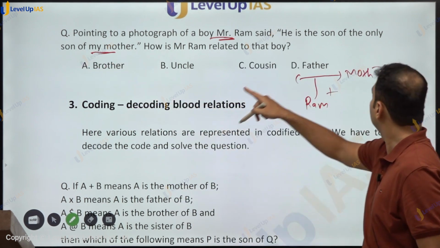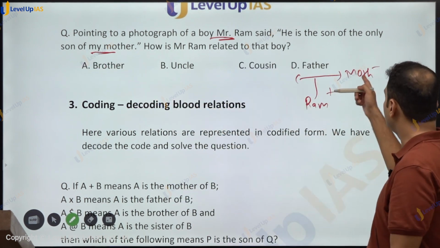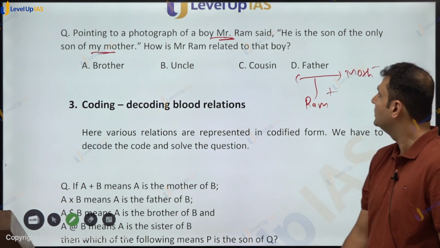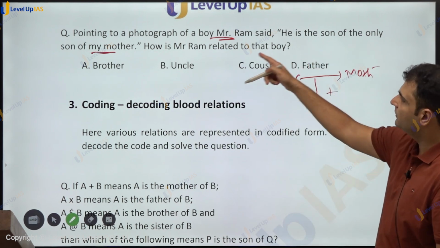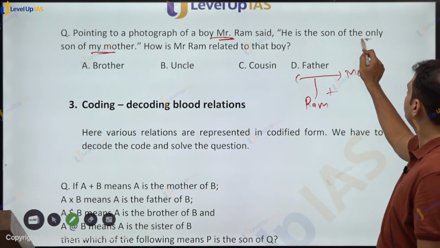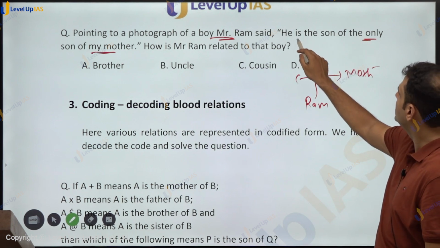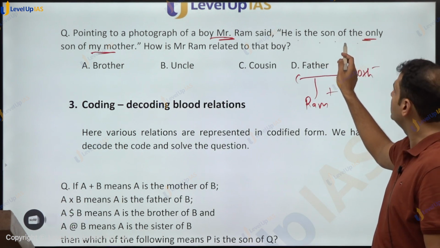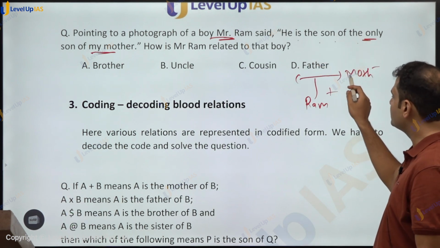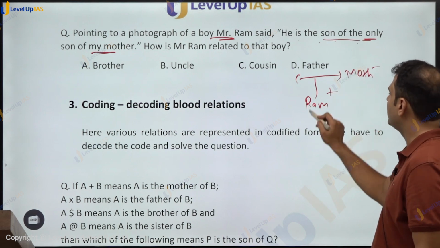Son of my mother, or rather only son of my mother. Only son of Ram's mother would be Ram himself. Then only son of my mother, here we are talking about Ram. Then what is he saying? He is only son of my mother. Only son of Ram's mother is Ram, and then son of Ram.